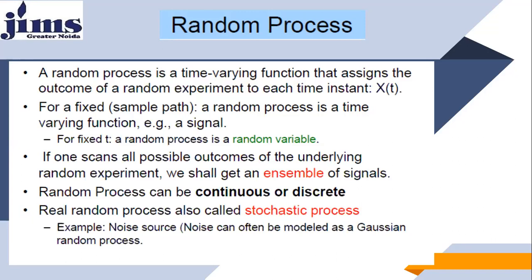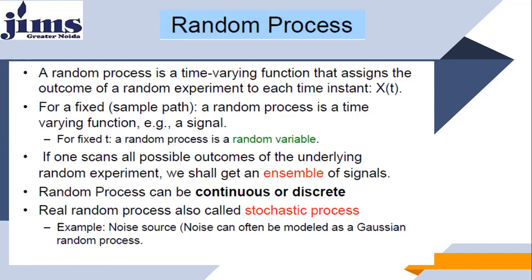Now this random process can be a continuous process or maybe a discrete process, right? Like random variables, random processes are also categorized into continuous and discrete. As I said earlier, a real random process is also called a stochastic process.